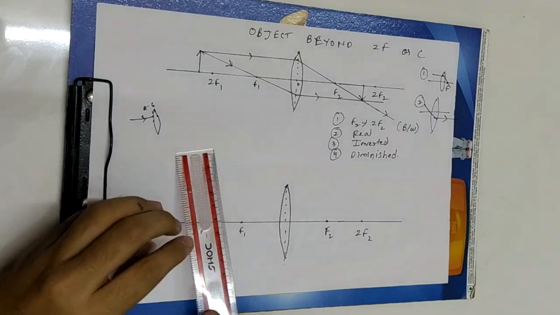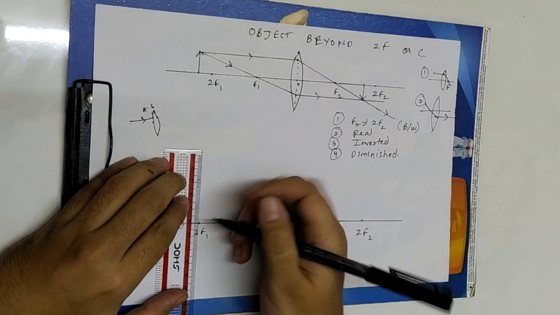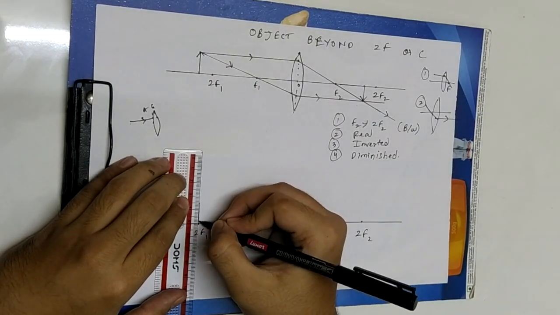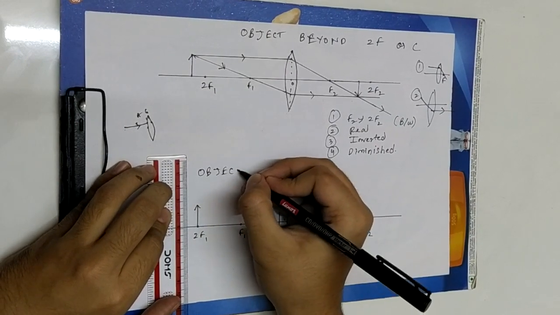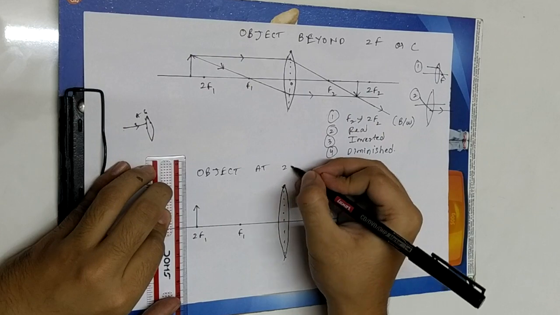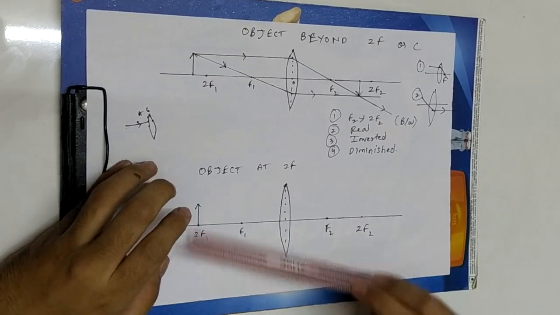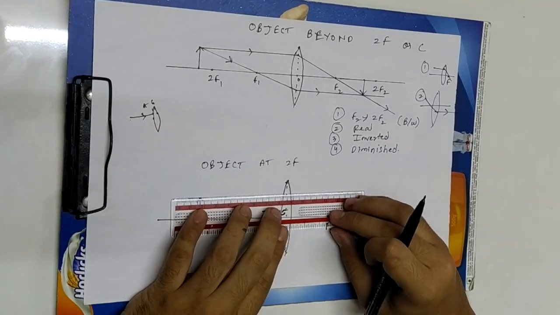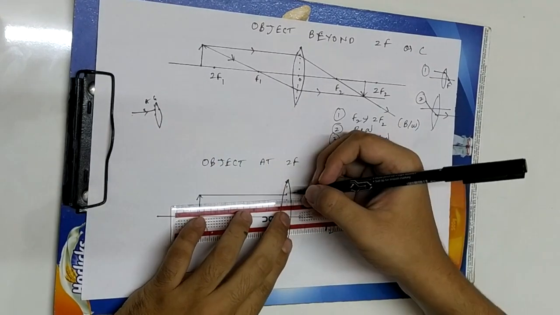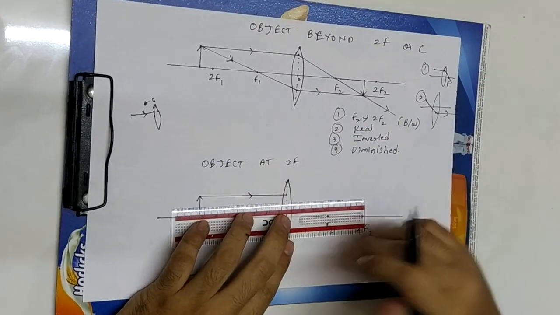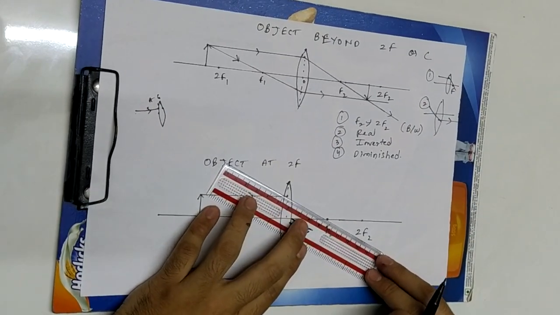Second, let us do one more. Object at 2F1. Again our favorite, parallel. Then it will pass through the focus.